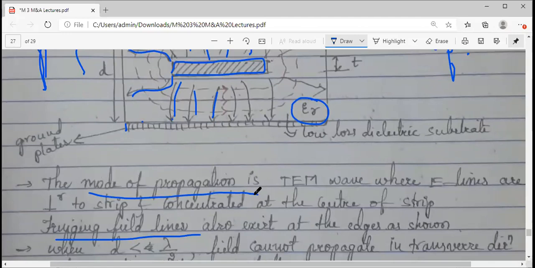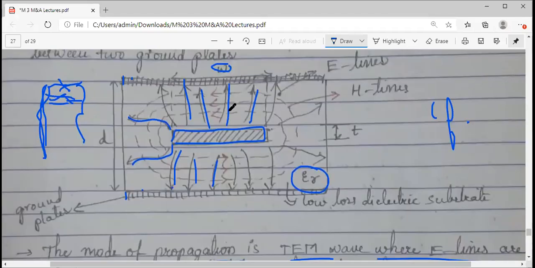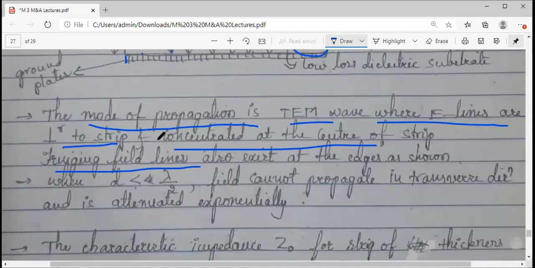And you can see surrounding the strip, with the red color, I have shown the magnetic field. And the mode of propagation, as I told you, there is only one medium, because the strip is at the center, and surrounding it there is only one substrate, which has its own permittivity value. So the mode of propagation is TEM. And electric field lines are perpendicular, and most of them are concentrated at the center. And some of the fringing lines are also present at the edges.